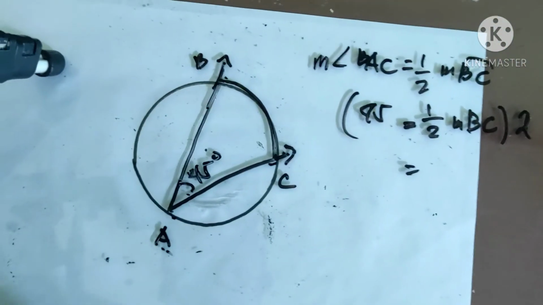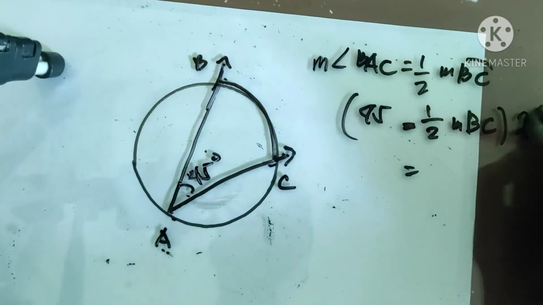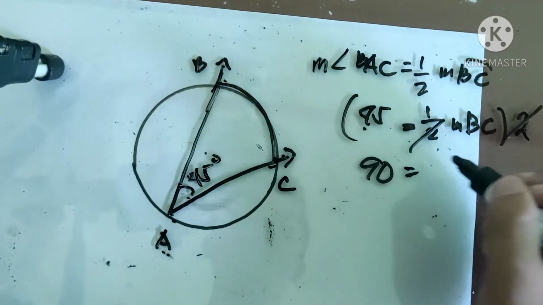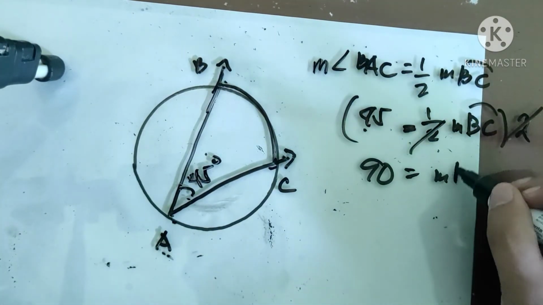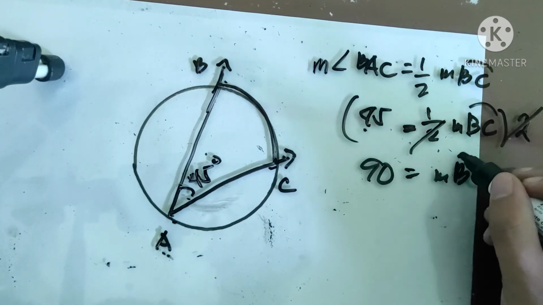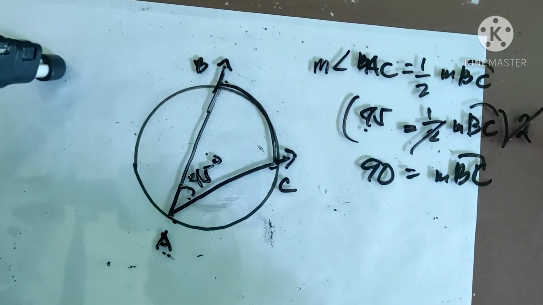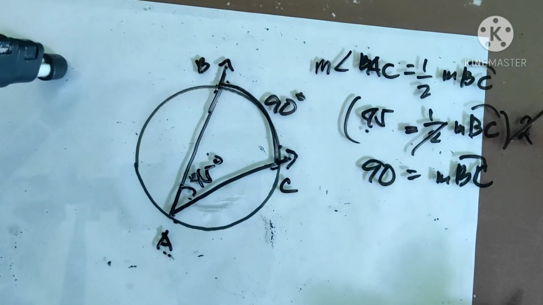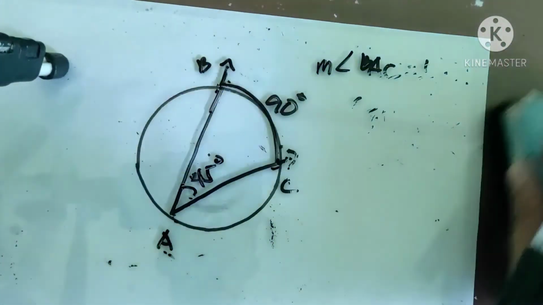Okay, cancel si 2 sa ilalim. 45 times 2, that is equal to 90, meaning measure of your arc BC is equal to 90. Meaning, 90 degrees, arc BC. Okay, next.